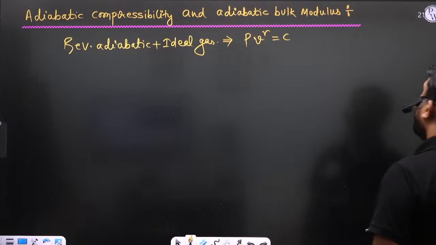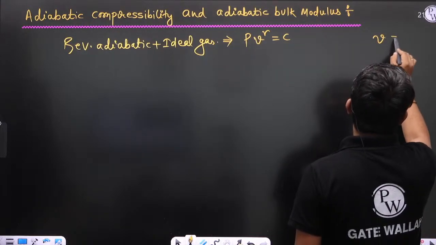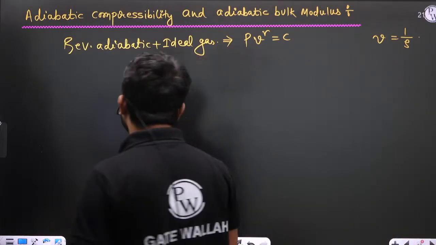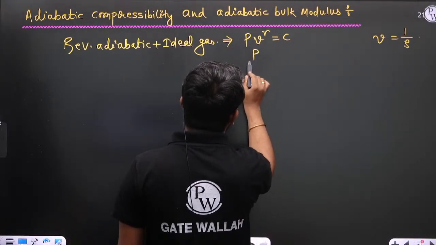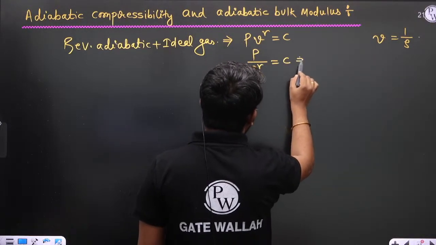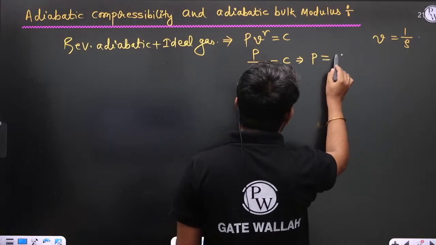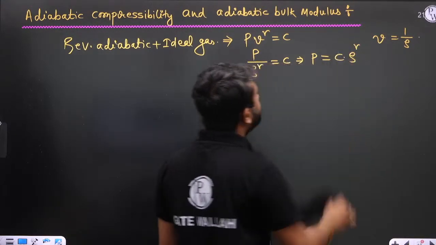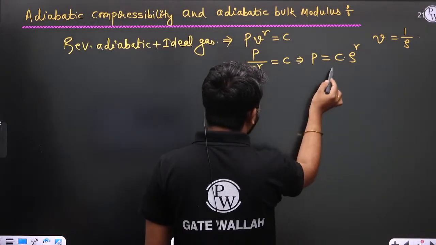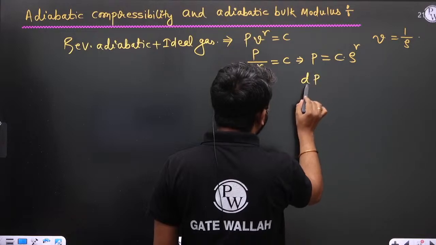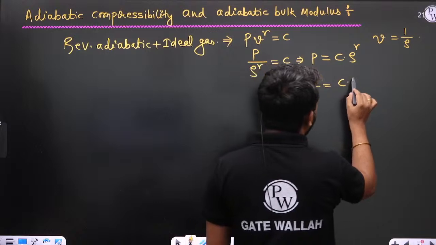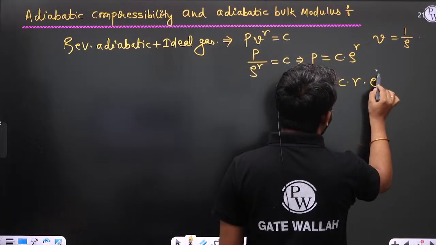And also we know that specific volume is the reciprocal of density. So we can write P rho to the power gamma is equal to constant, or P is equal to C into rho to the power gamma. Now find out dP by d rho, differentiating with respect to density. So dP by d rho is equal to C multiplied by gamma into rho to the power gamma minus 1.